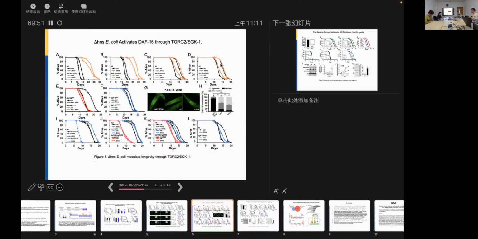So blocking the phosphorylation. It blocks phosphorylation of DAF16. Oh, I see. By that, it blocks the activation of DAF16. Yeah, correct. Okay, that's what you want to say. So it's all blocking these mutants.